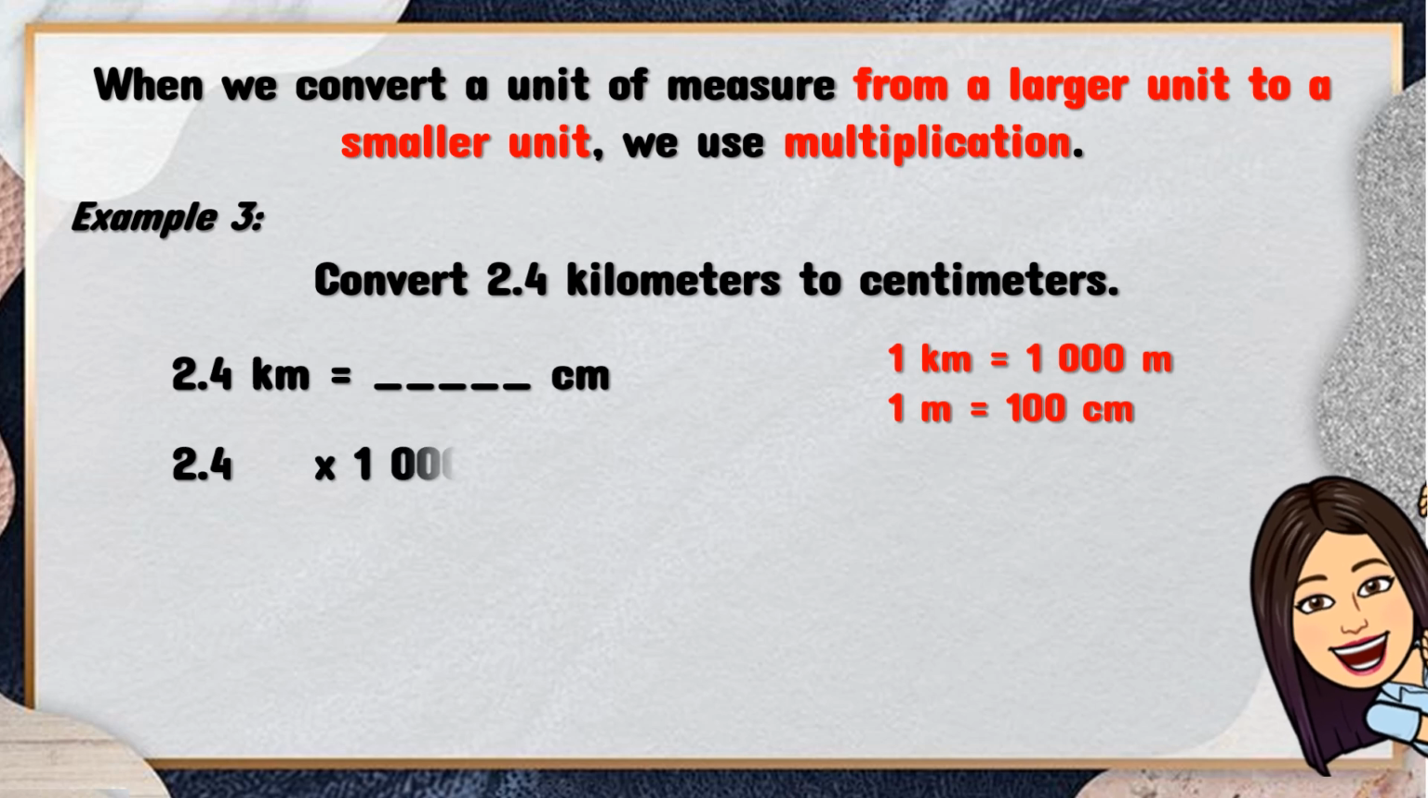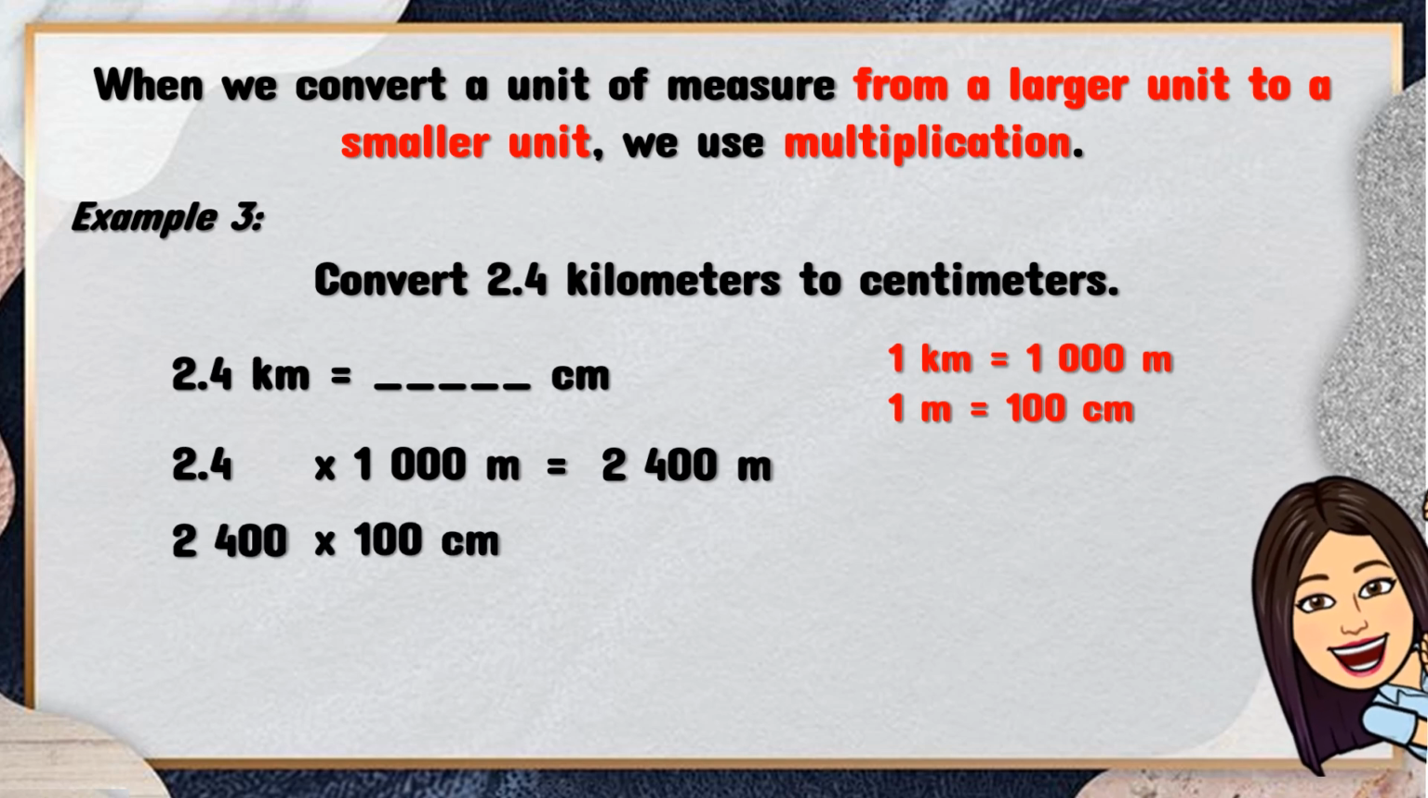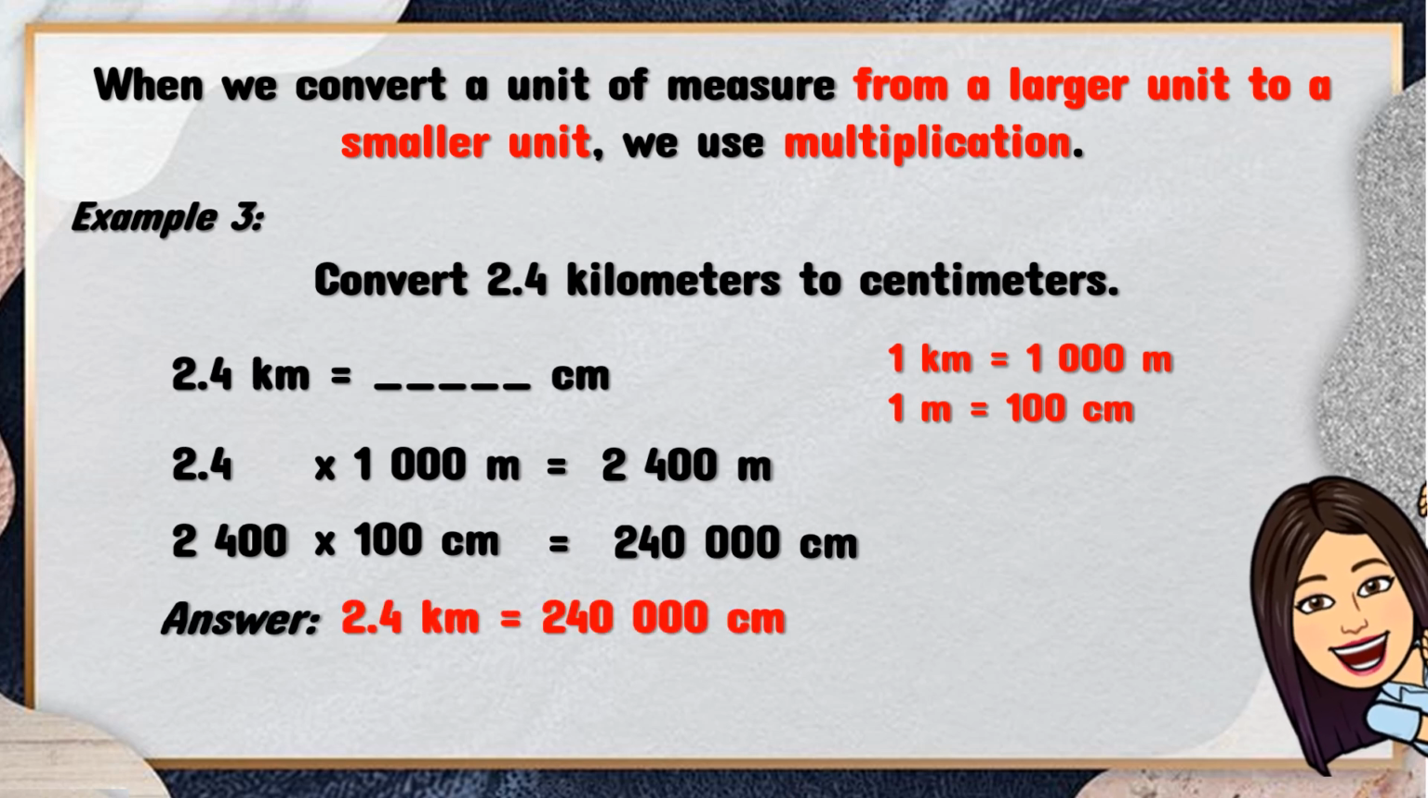So 2.4 times 1,000 meters is equal to 2,400 meters. Now, let's convert meters to centimeters, which is 2,400 times 100 centimeters is equal to 240,000 centimeters. So the answer is 2.4 kilometers is equal to 240,000 centimeters.